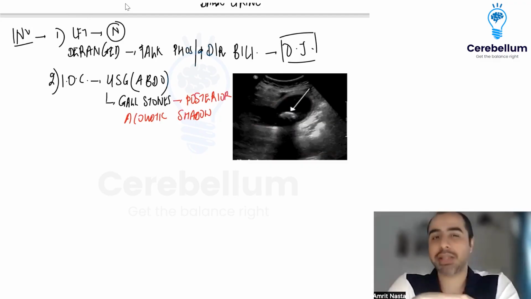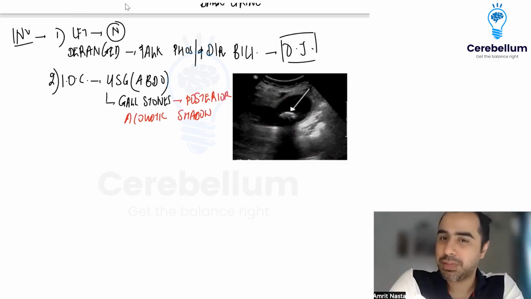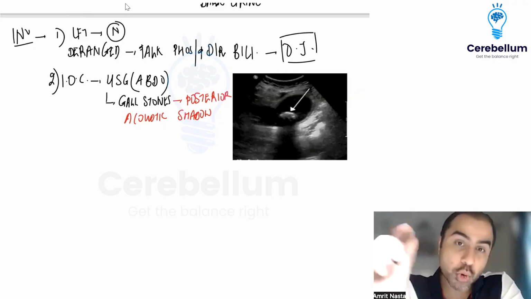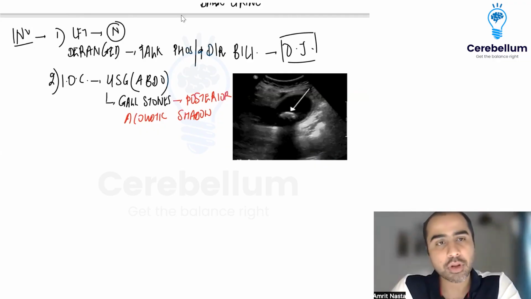Polyp will not cast a shadow because polyp is soft tissue. So it will not form a shadow. Tumor, it is soft tissue. Tumor will not form a shadow. Stone only will cast a shadow. Okay, that is one thing done.